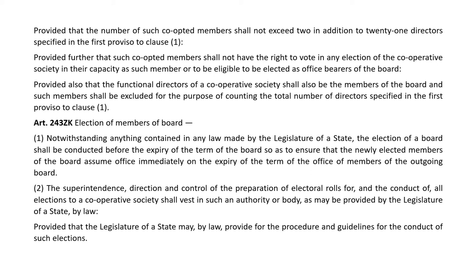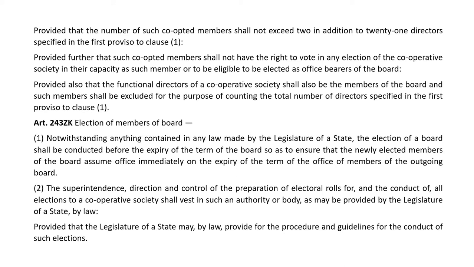Provided further that such co-opted members shall not have the right to vote in any election of the cooperative society in their capacity as such member or to be eligible to be elected as office bearers of the board. Provided also that the functional directors of the cooperative society shall also be the members of the board and such members shall be excluded for the purpose of counting the total number of directors specified in the first proviso to clause 1.